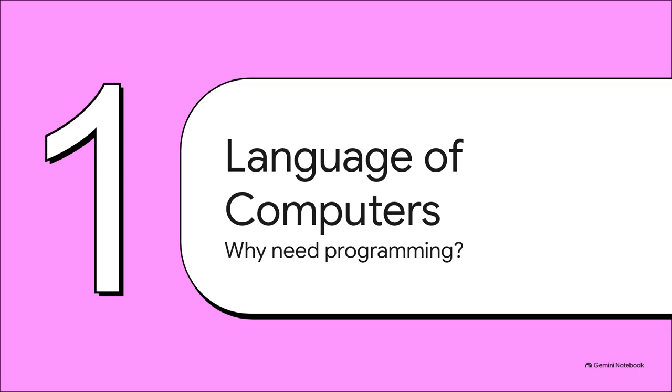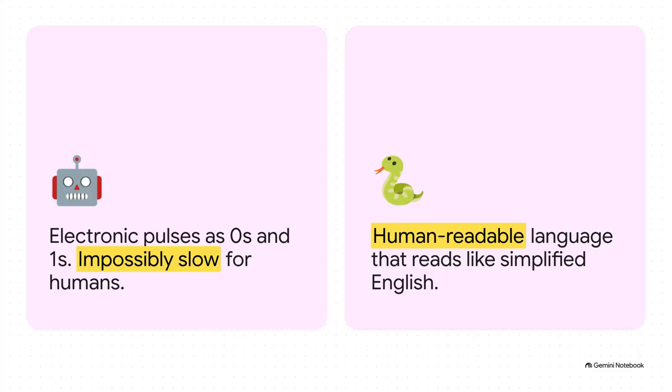Why do we even need programming languages in the first place? Well, this highlights the core disconnect right out of the gate. Hardware and humans just do not speak the same language. Computers literally only understand electronic pulses, which we represent as binary machine code, just zeros and ones. Trying to write raw machine code is impossibly slow and a total nightmare for humans to get right. So we need a bridge.